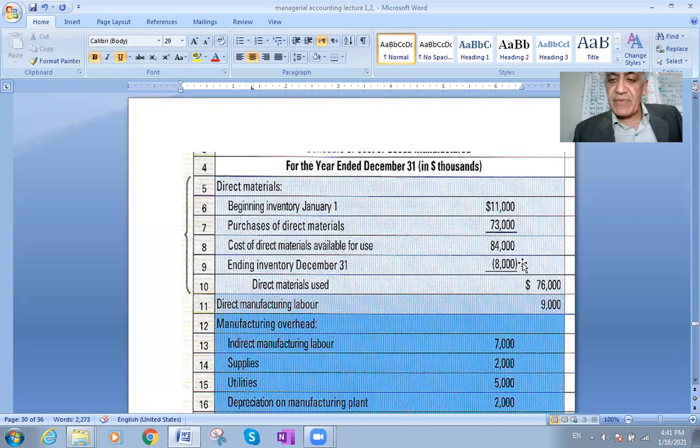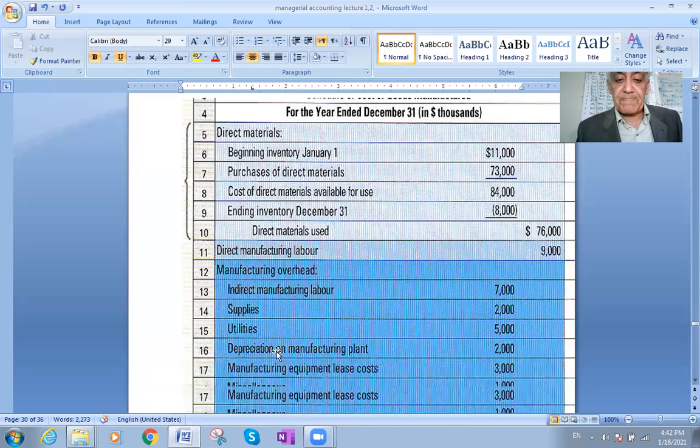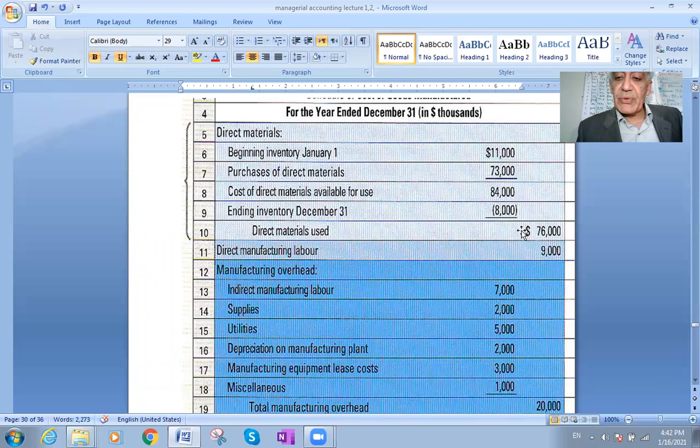What is the 8,000 for? This is the ending inventory, because we said we always deduct the ending goods which are not sold, which is inventory as well. We deduct it from the cost of goods sold or cost of goods manufactured. Then all will come to 76,000. 84,000 minus 8,000, which is the ending inventory, will give me 76,000.